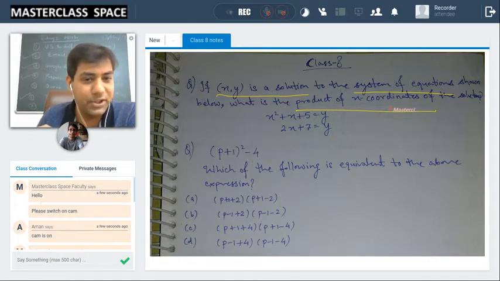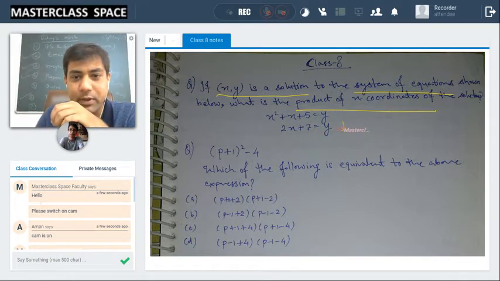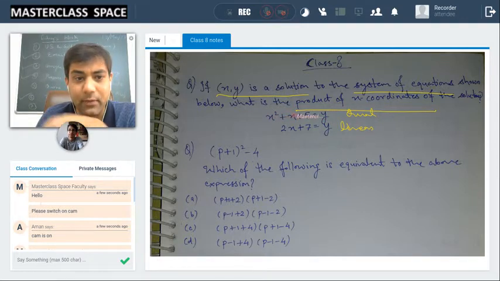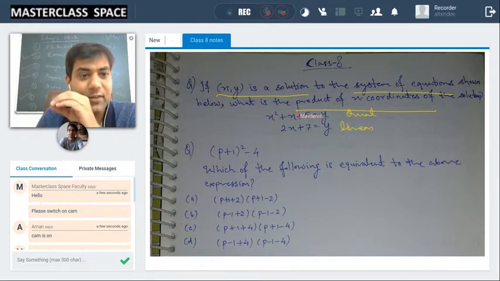See, these are 2 equations. One is a linear equation, and one is a quadratic. You have to solve these 2 equations. So what do you have to do? Solving these 2 equations means finding a common (x, y) which satisfies both the equations. Got it?